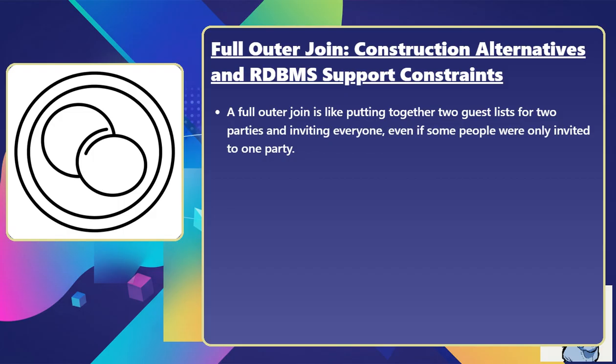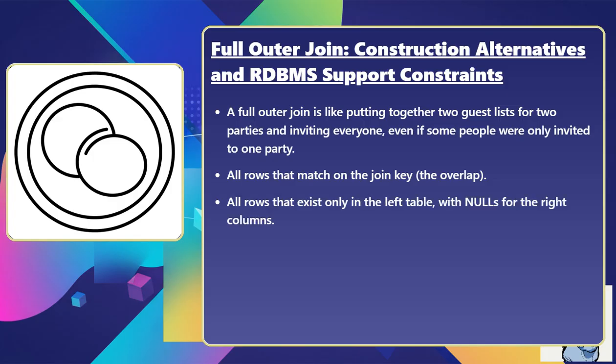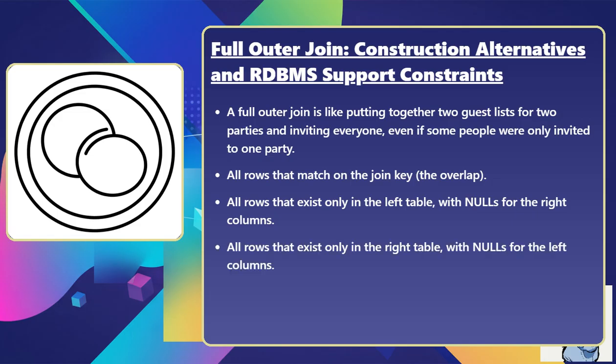A full outer join is like putting together two guest lists for two parties, and inviting everyone even if some people were only invited to one party. All rows that match on the join key, the overlap. All rows that exist only in the left table, with nulls for the right columns. All rows that exist only in the right table, with nulls for the left columns.